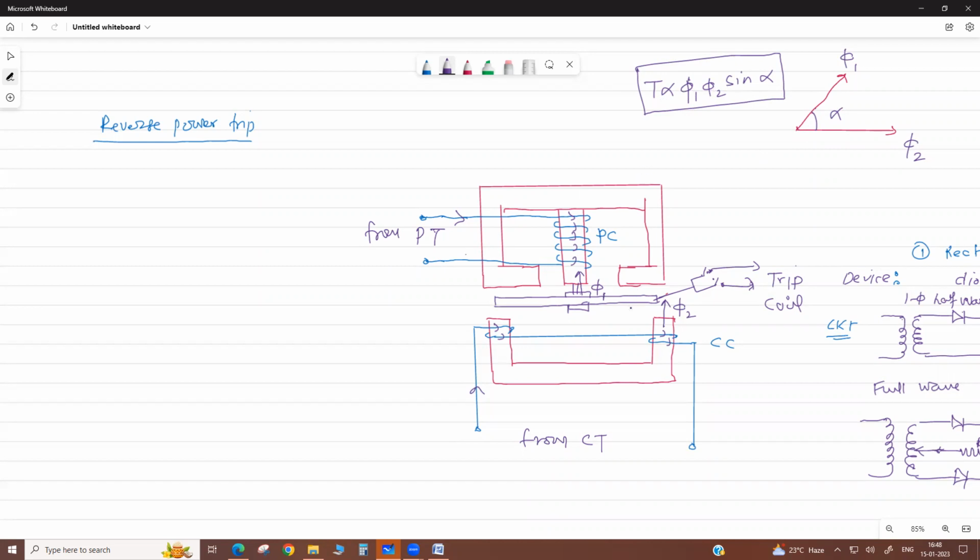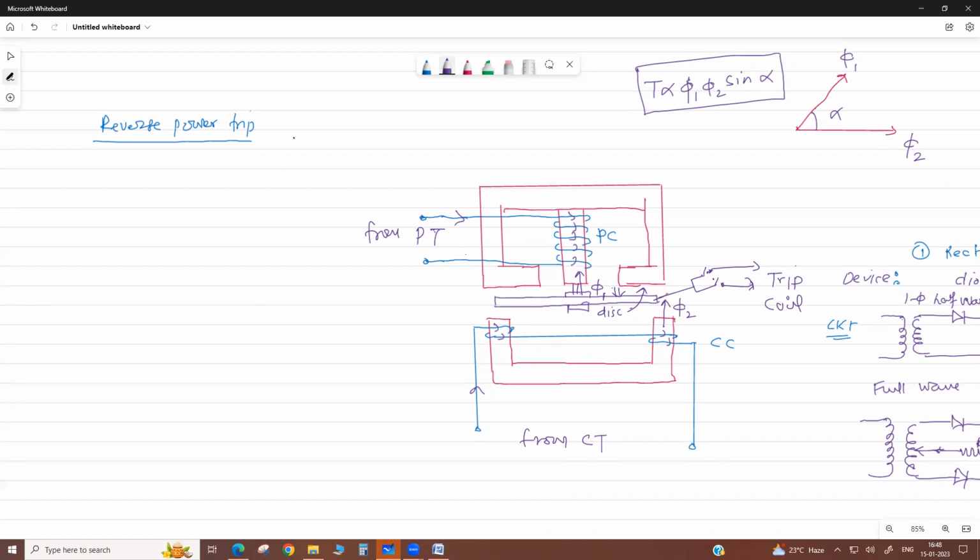This torque works on this disc. Suppose the aluminum disc rotates anti-clockwise, in one direction. Now suppose we put a stopper here so it will not rotate. The force is always there, but we stop it.